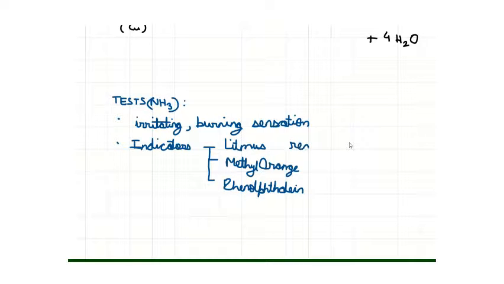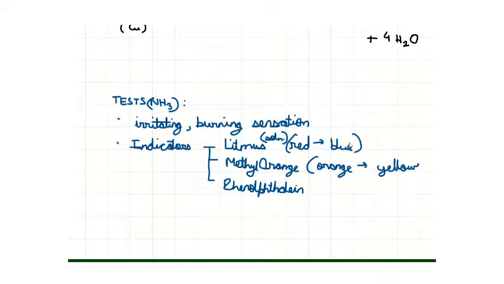Litmus paper or litmus solution turns red to blue. It would be more appropriate to say litmus solution because ammonia is basic mostly in the solution state. Methyl orange turns orange to yellow color, whereas phenolphthalein turns from colorless to pink due to ammonia's basic nature.